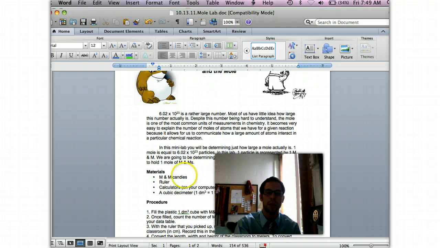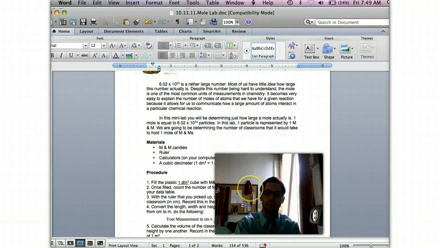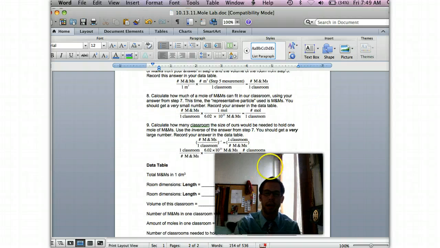So you're going to need M&M candies, a ruler, a calculator, which is what you use on your computers, and a cubic decimeter. I have a cubic decimeter in a little pink cube on my desk. What you're going to do is fill that cube with M&Ms. Once you've filled it up, you're going to count the number of M&Ms in one cube and record this on your data table down here.